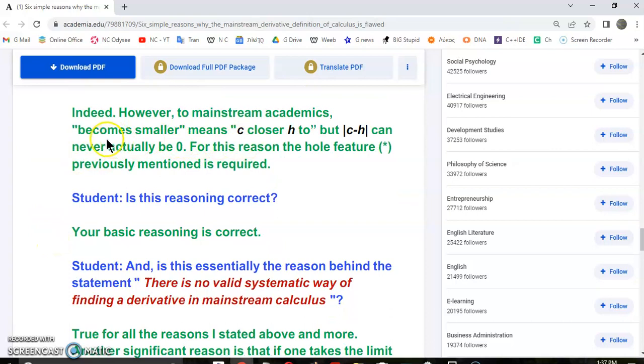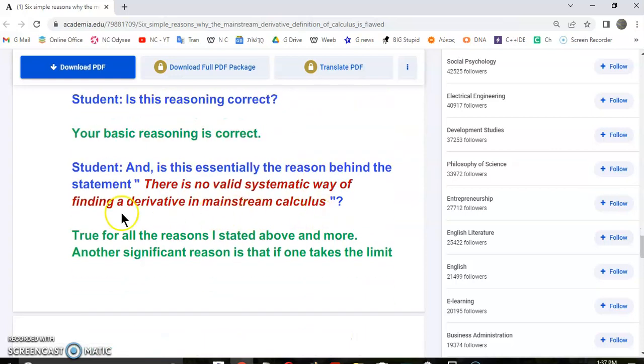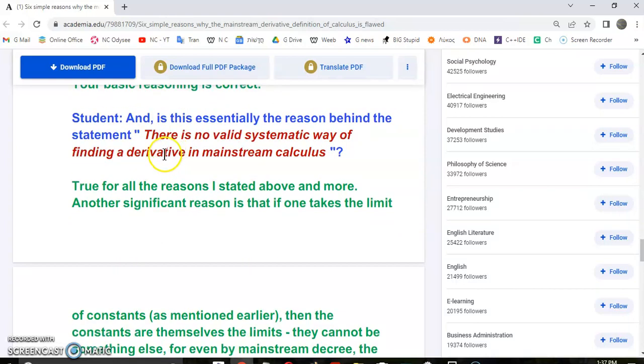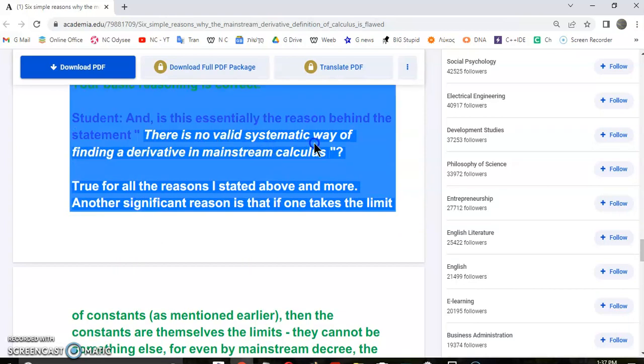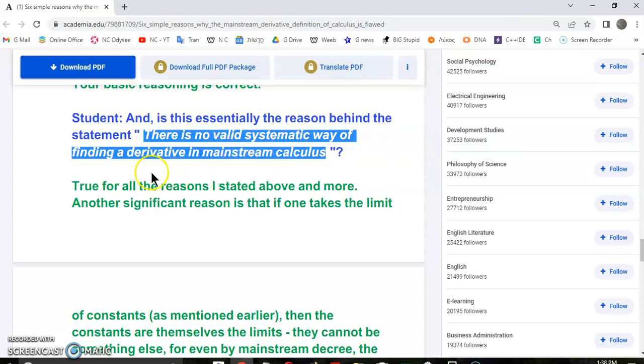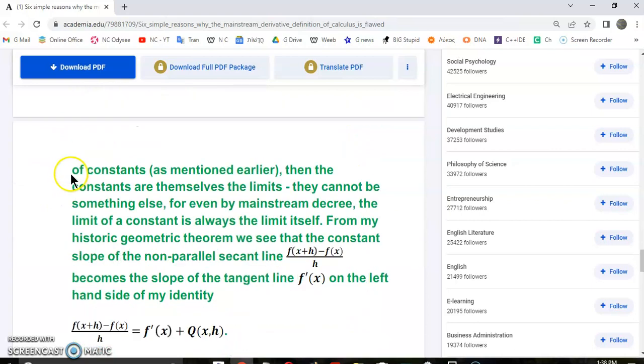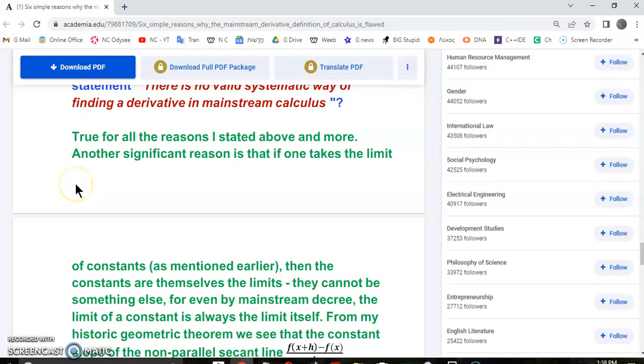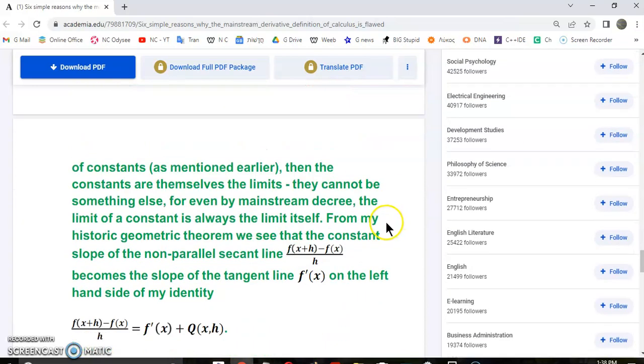My response here was, to mainstream academics, become smaller means c closer to h, but that the absolute value of the difference c minus h can never actually be 0. So for this reason, the whole feature, as previously mentioned, is required. And of course, the student's reasoning is correct. And this is why I say, not anybody else, I say, there is no valid systematic way of finding a derivative in mainstream calculus. But fear not, I have prevailed. I have given you the new calculus, and I have also given you my historic geometric theorem. So my statement is true for all the reasons I've given you.